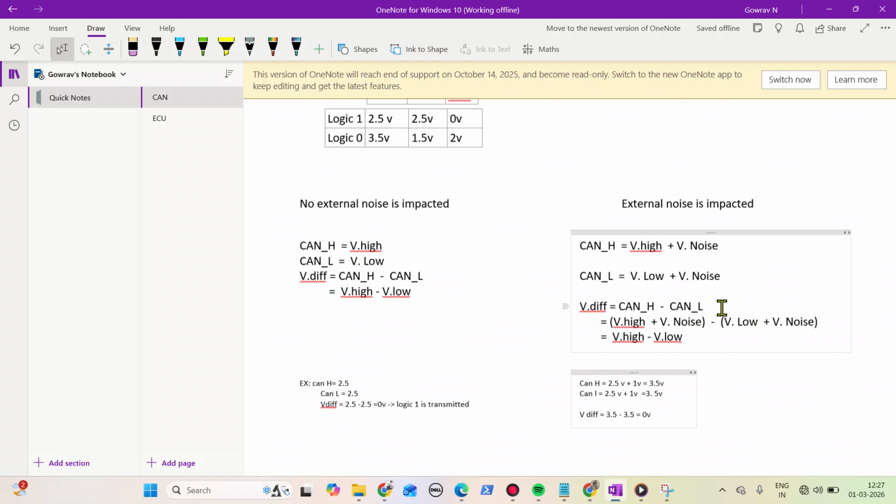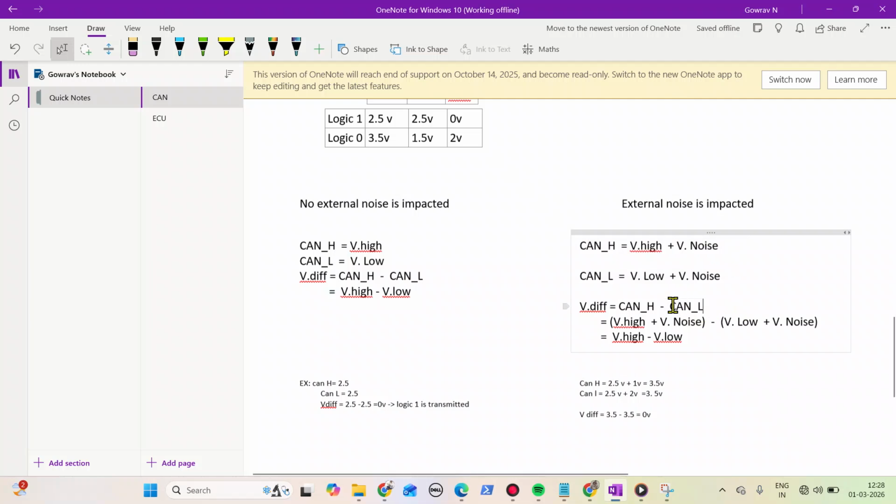Now you can ask me, why are we considering the same voltage, the same noise? What if something different, for example, here 1 volt got induced and here 2 volts got induced? There are chances, right? We cannot say definitely that every time, whatever voltage gets induced in CAN High, the same amount will also get induced in CAN Low. No, the CAN protocol was designed in such a way that the same amount of voltage will be induced in both the wires. Then you can ask me, how can you justify it? How can you decide the same amount of voltage will be induced in both?